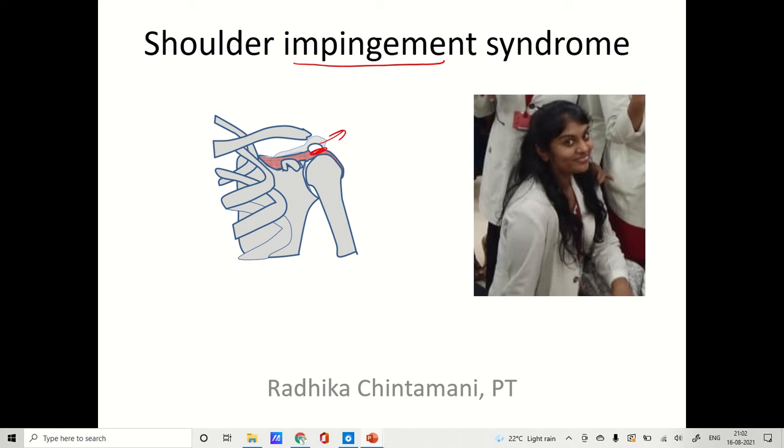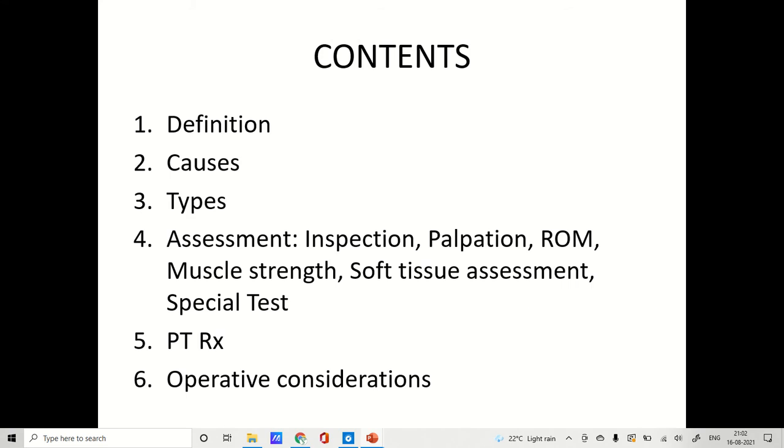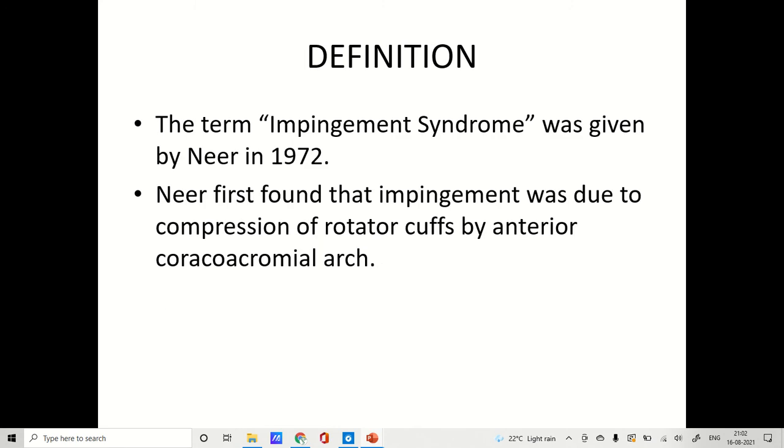When will it happen? For example, take the acromion to be touching the humerus. That time definitely there is compression of the tendon passing within the subacromial space, that is the space beneath the acromion. Coming to the content: definition, causes, types, assessment, PTRX, that is your physiotherapy treatment, and operative consideration.